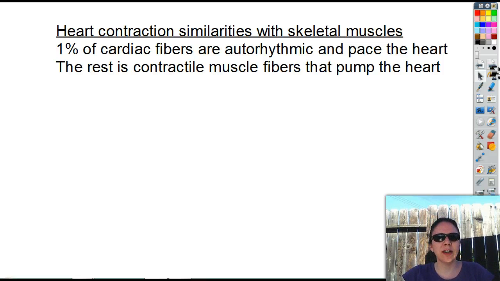So about 1% of the cardiac muscles are autorhythmic and help to pace the heart.